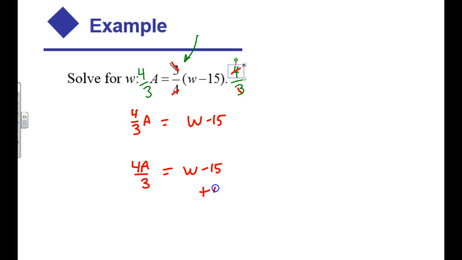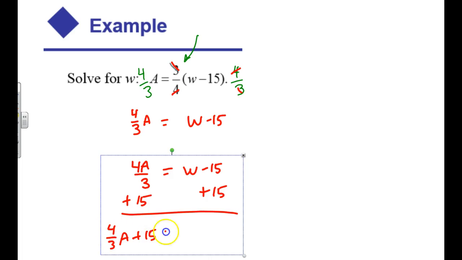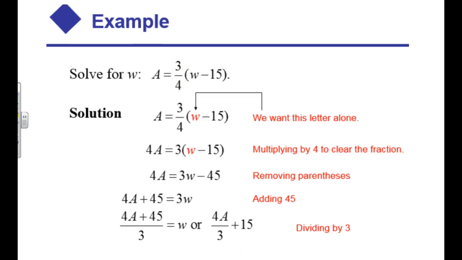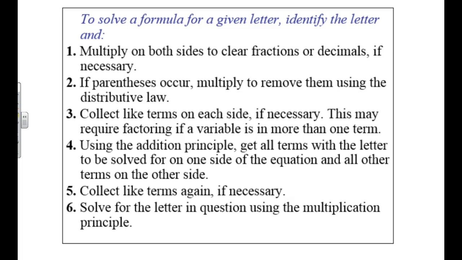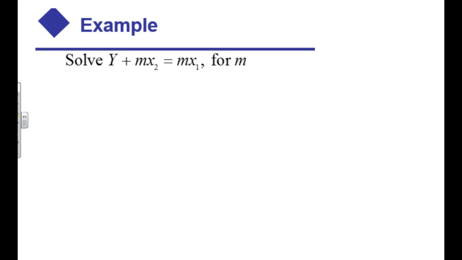The last thing we need to do is just add 15 to both sides. So I get 4/3 a plus 15 is equal to w. And they chose not to write it as 4/3 a. They did 4a divided by 3, but again, same thing. So here are some rules that they're using. Again, it's similar to the rules that we learned in section 1.1: combining like terms, getting all the variables on the same side, and so on and so forth.